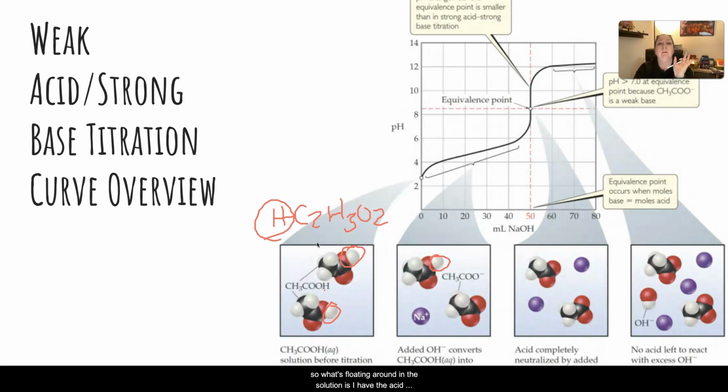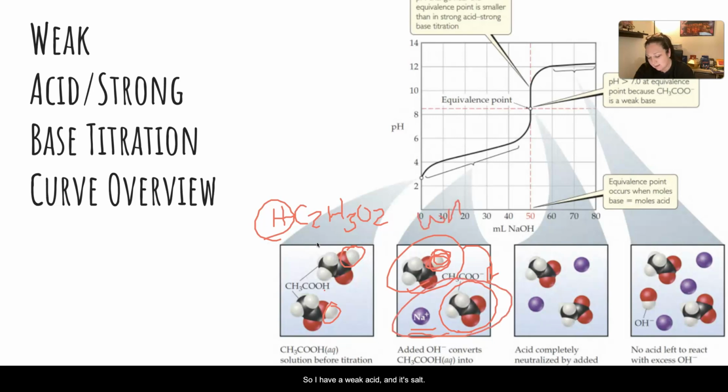What's floating around in the solution is the acid, the Na plus from the sodium hydroxide, and then the acetate. Notice that the white dot is missing off of the acetate ion. So what's in my solution right here? I have some acetic acid, but then I have the salt. So I have a weak acid and its salt. This is my buffer solution. I've created the buffer solution, and this is what they call the buffer region of the graph.